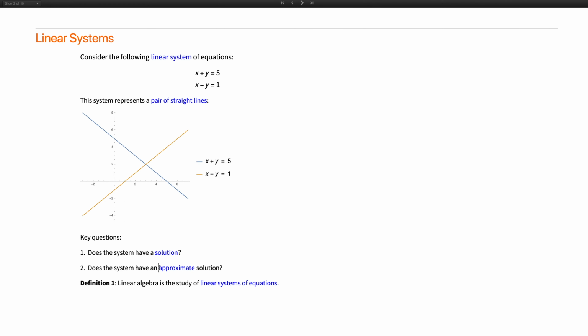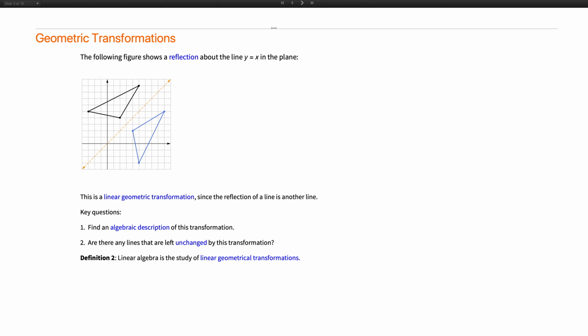So we have a notion of an approximate solution. So either you have an exact solution or you have an approximate solution. But in any case, for some people, their definition of linear algebra is the study of linear systems of equations. But other people have a more geometrical view of the subject, and they'll say that linear algebra is the study of geometric transformations.